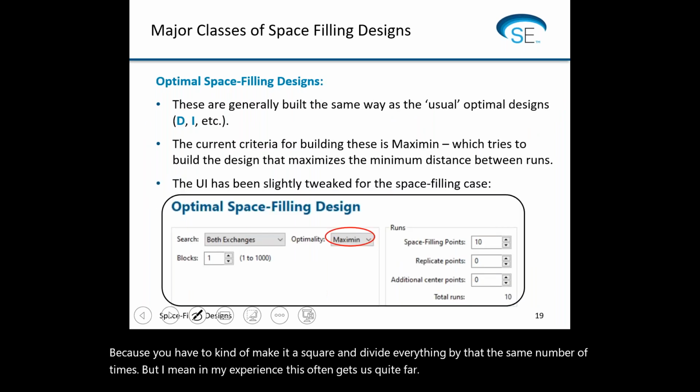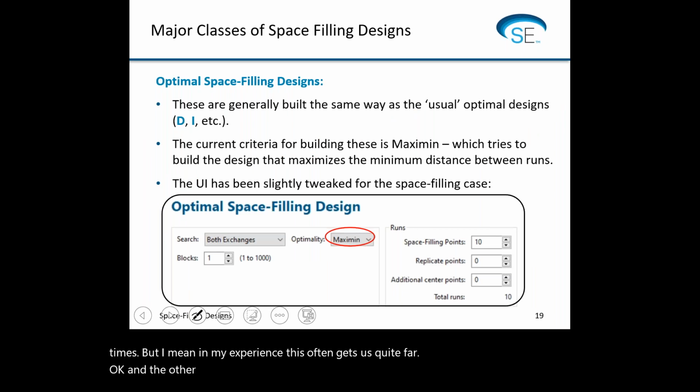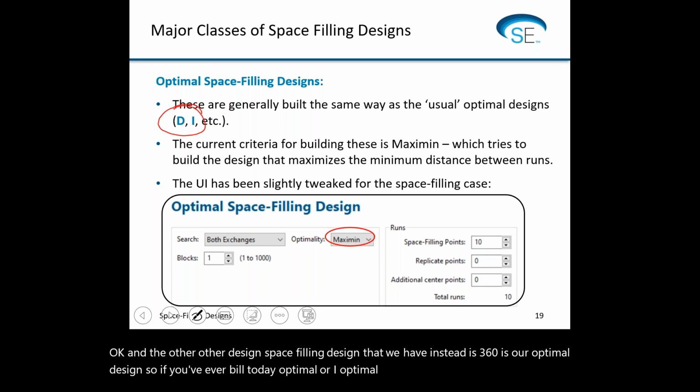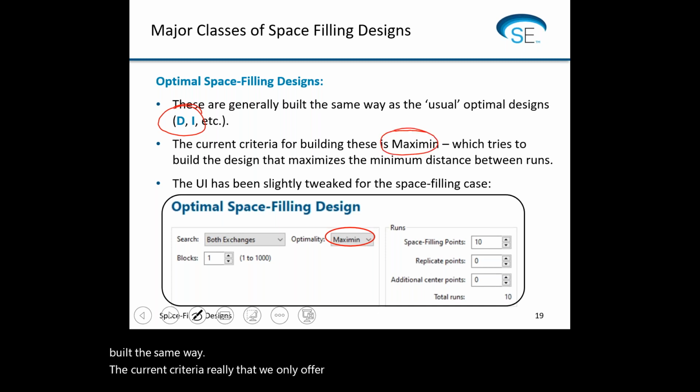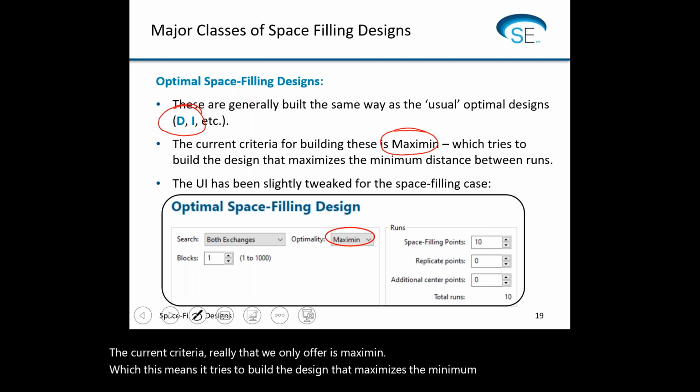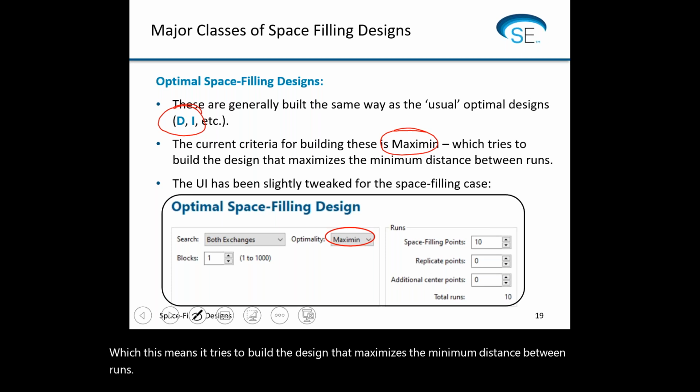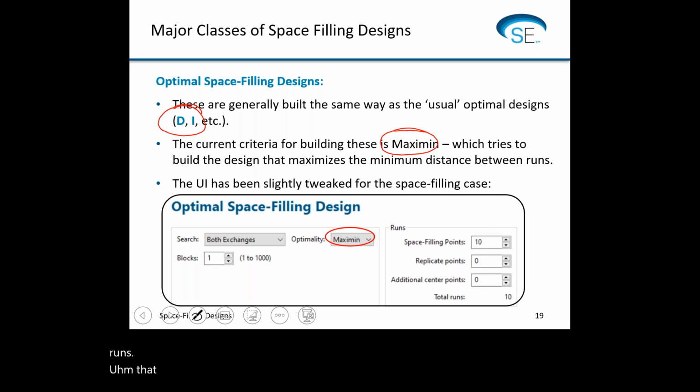Okay, and the other space filling design that we have in Statist 360 is our optimal design. So if you've ever built a D-optimal or I-optimal design, space filling designs are generally built the same way. The only criterion we currently offer is maximin, which means it tries to build the design that maximizes the minimum distance between runs. That generally gets you a pretty nice design.